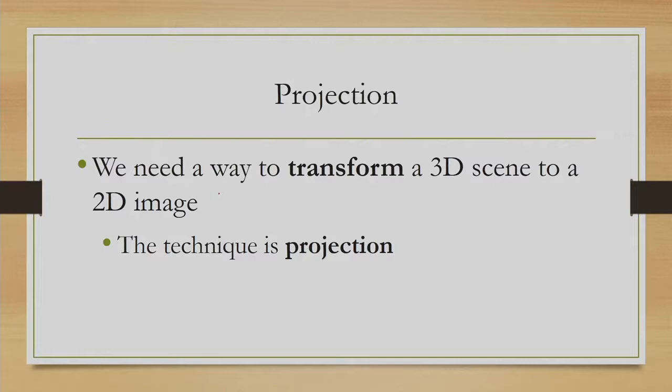Then what is required? We need a way to transform a 3D scene to a 2D image, and this technique, where we are transforming the 3D description to a 2D image description, is called projection. So, the idea is simple. When we see something on a screen, that is on a 2D screen, however, our definitions as well as representations are in 3D, and we require some way to transfer from 3D description to 2D description, and that is projection.